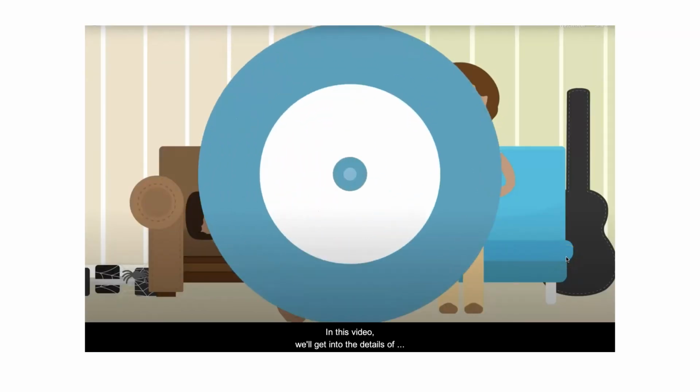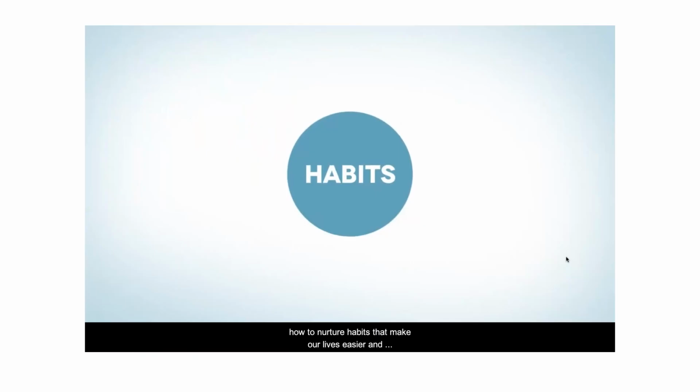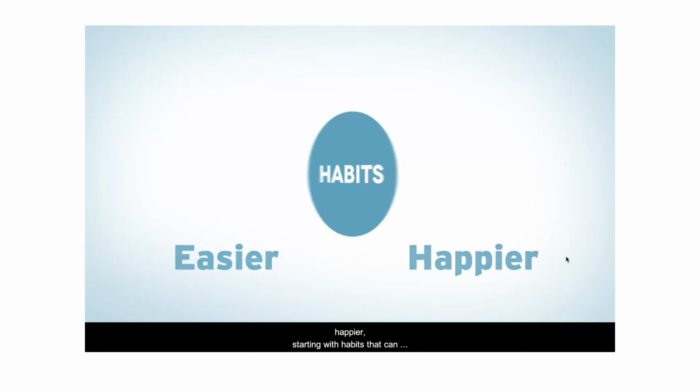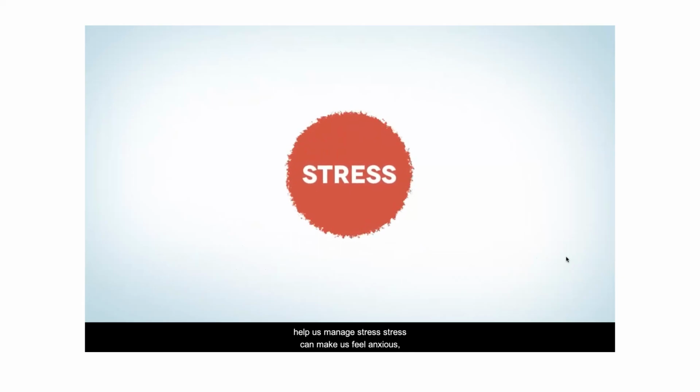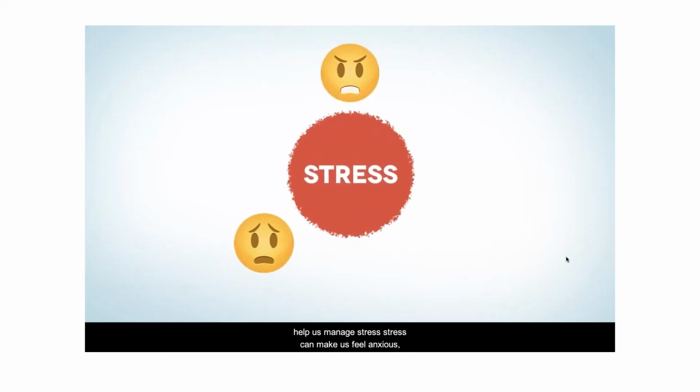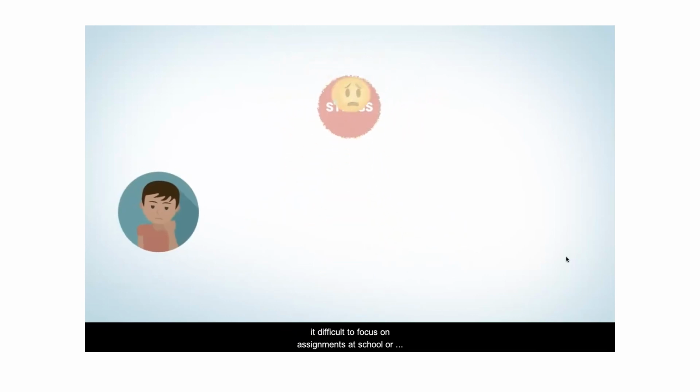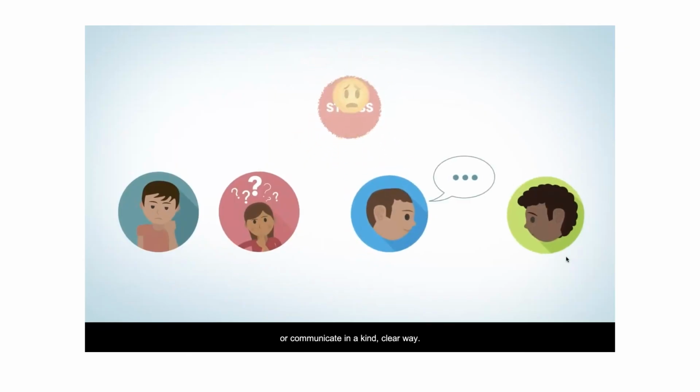In this video, we'll get into the details of how to nurture habits that make our lives easier and happier, starting with habits that can help us manage stress. Stress can make us feel anxious, angry, and sad, and sometimes all of those emotions at the same time. We don't always realize it, but these emotional states make it difficult to focus on assignments at school or work, think clearly about decisions, or communicate in a kind, clear way.